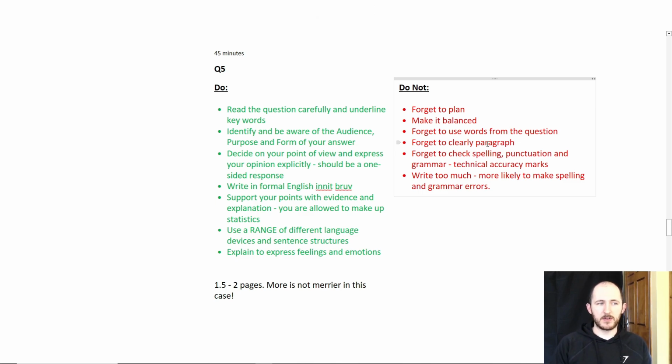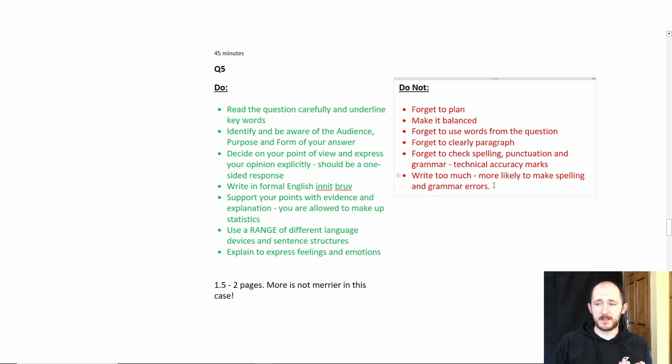Remember that you get a bunch of marks for technical accuracy. This involves using different punctuation. So to get the top grades, you need to use semicolons. I would recommend twice or more. But you also need to paragraph. If you write just a block of text, you can't get most of the technical accuracy marks.